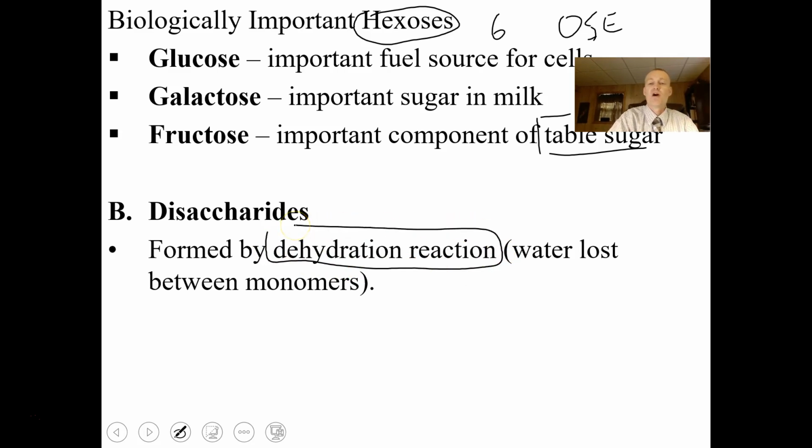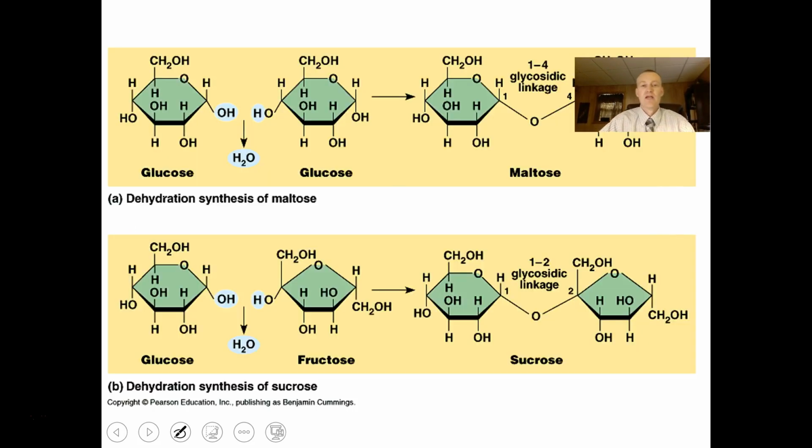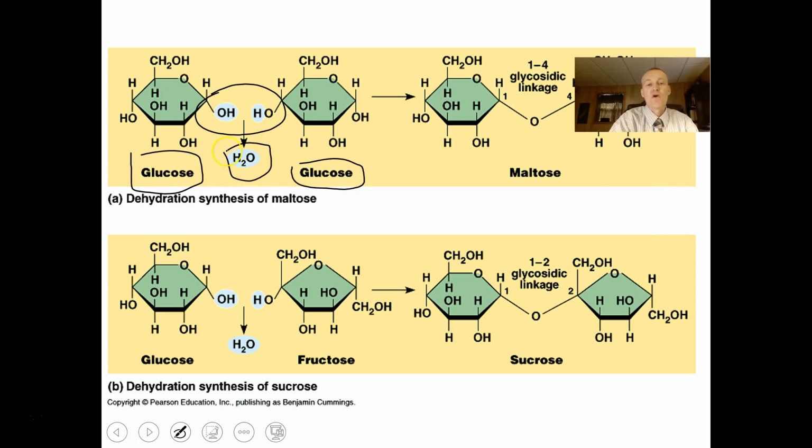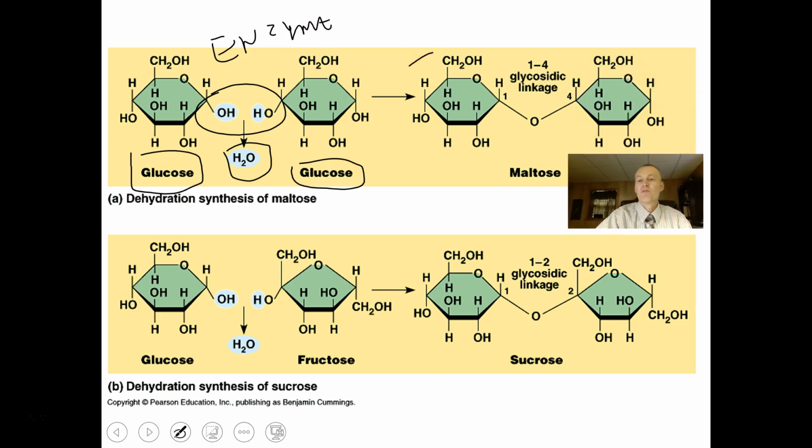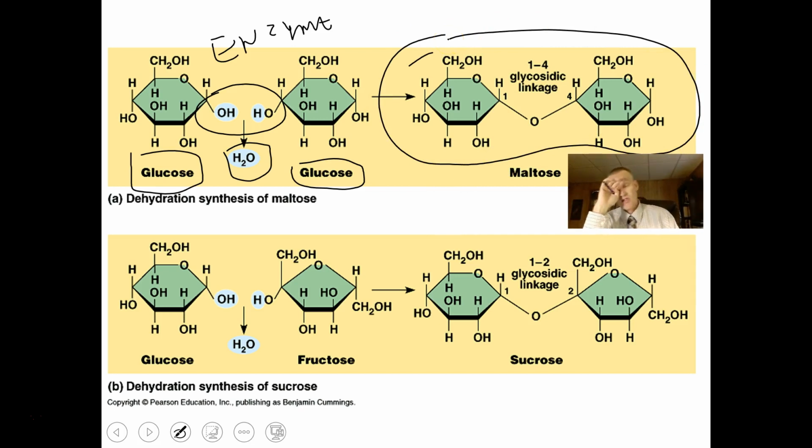So water's lost between the monomers and we stick them together. So basically it's made of two monomers, therefore disaccharide. So here we have the two monomers. Here we have glucose here and here. We draw water out. Now remember, you have to have an enzyme to do that. And what we form from that would be a different sugar called maltose. This sugar has different properties than the two glucose molecules, so new emergent properties result from that.